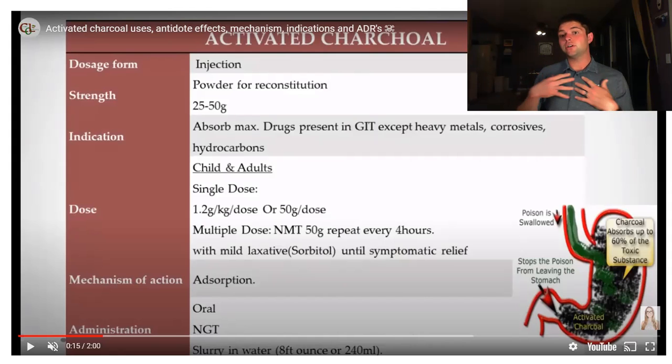So let's say I overdosed on aspirin. I took a whole bottle. I went to Costco, and I bought the family pack of aspirin, and I just drank it all. Then I was like, I don't want to die. And I called 911. You guys come, and then you say, okay, how long ago did you take that medication? 15 minutes ago. Perfect.